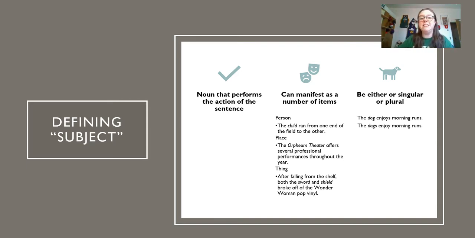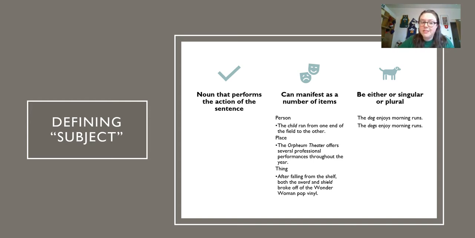And so in these instances, you can see from our examples, we've got nouns elsewhere, but the subject of the sentence is the noun that is performing the action. It is the actor of the sentence. And it can be a person, it can be an animal, it can be a computer, it can be a book, a bag, whatever the case may be. It's just whatever happens to be performing the action of the sentence.